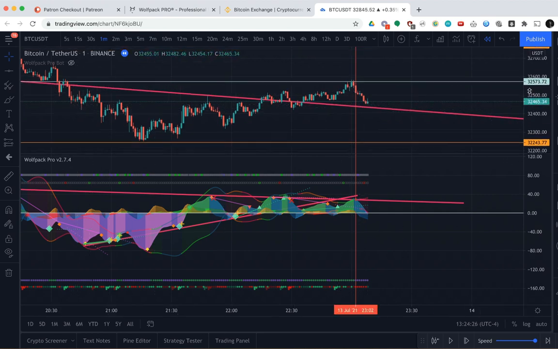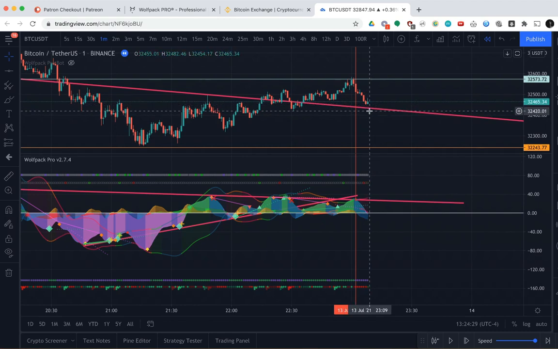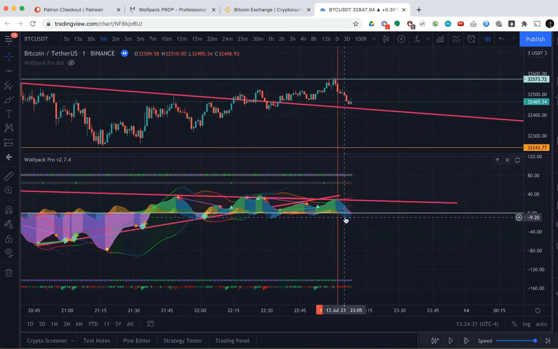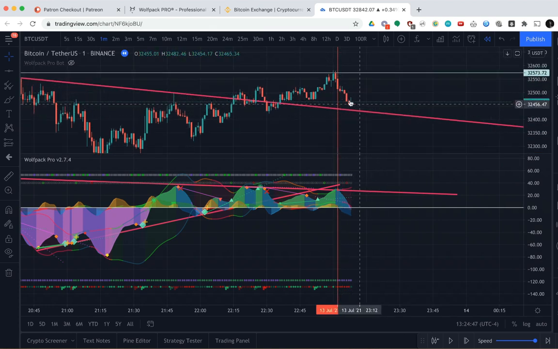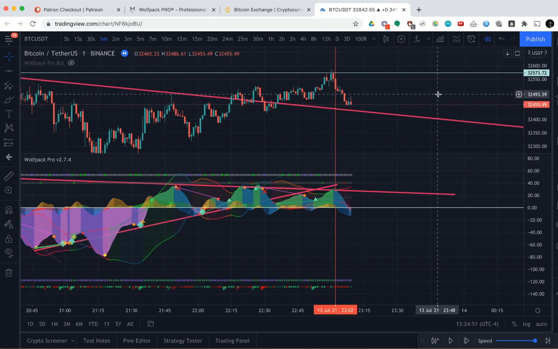If we get a bullish engulfing candle, or if the acceleration wave, this is the middle wave here, this dark blue wave, turns to light blue, that's going to be our exit point, because we'd expect to come up. But we're going to wait to see if there's a bullish engulfing candle. So let's keep going forward.